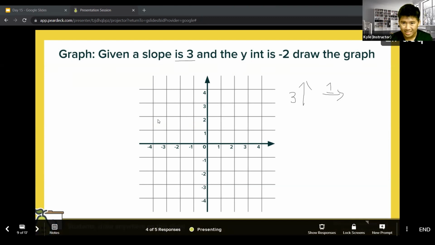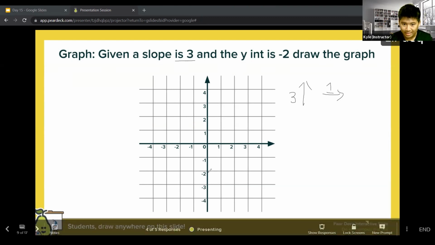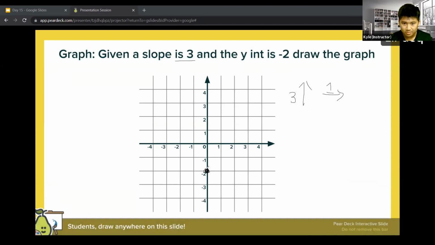Remember, you already know 1 point. So the first point here we know is the y-int. So it's at -2. And now I want you guys to go up by 3 and over by 1 and find the next point. And afterwards do it again, and so on and so forth.